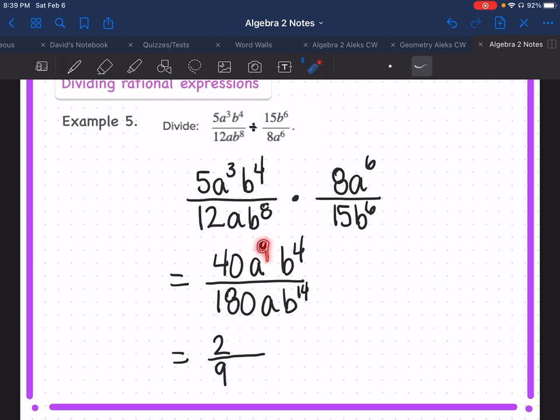Remember, the rule is we subtract, so it's 9 minus 1, which is 8. That stays in the numerator. And for my b's, it's 4 over 14, so it's 4 minus 14. That would be negative 10, so it's going to the bottom. And it's going to become a positive b to the 10th. Okay, this is my final answer because a and b are different bases and I cannot subtract the exponents anymore. 2 over 9 is a reduced fraction.